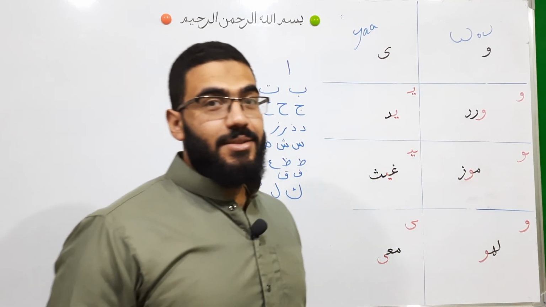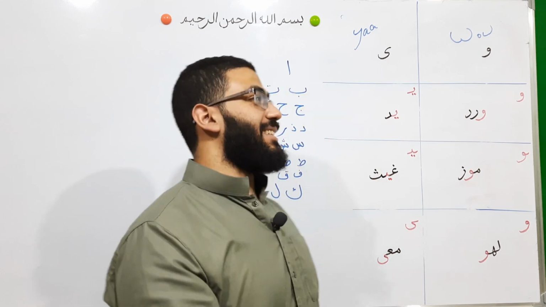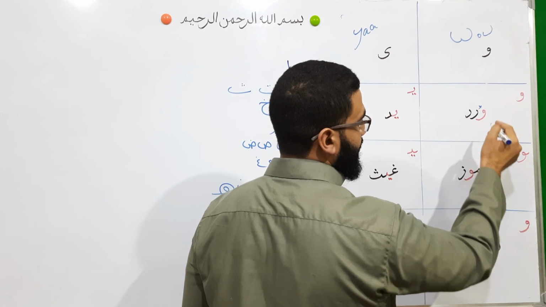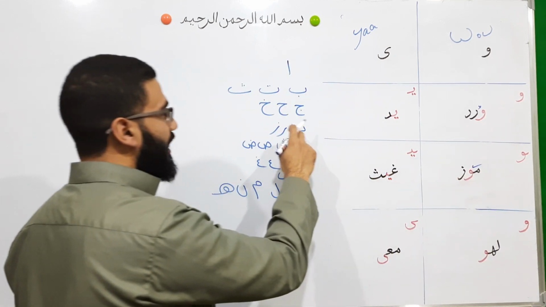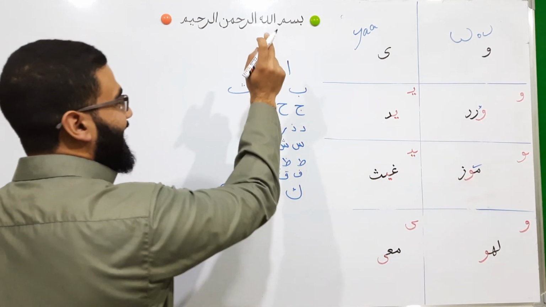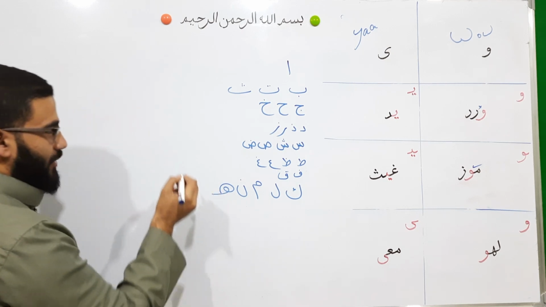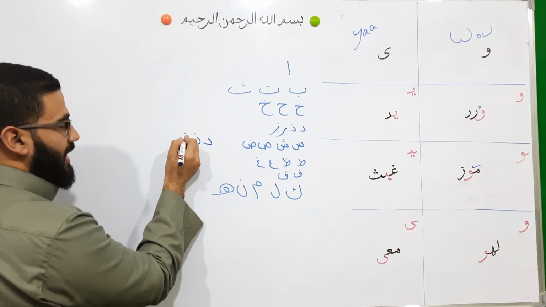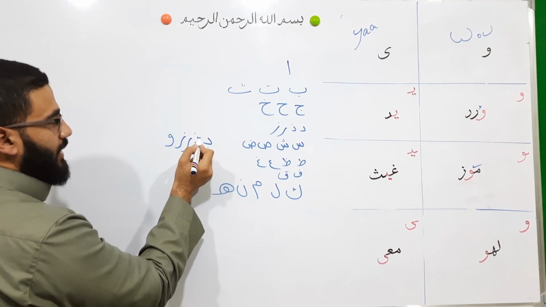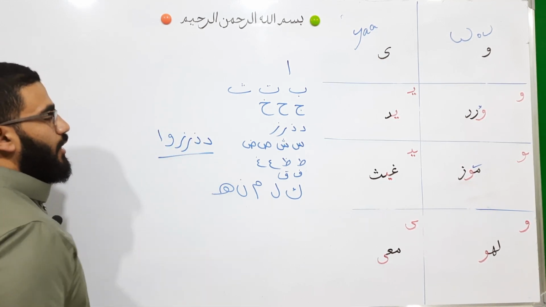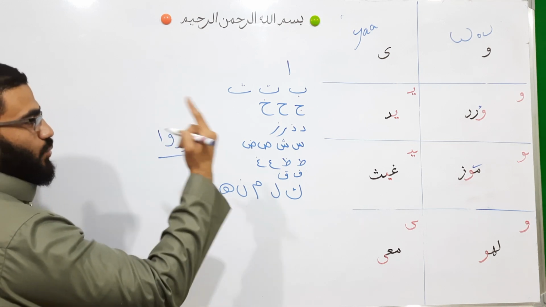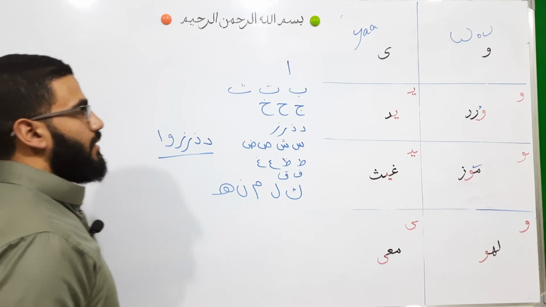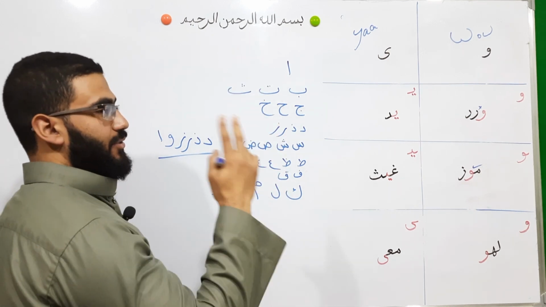Waw is with one letter. Let's see. It cannot be connected from here, just like dal, dhal, ra, zay, and alif. So we have now, friends, dal, dhal, ra, zay, and waw and alif. We cannot connect from the left. Just one hand: 1, 2, 3, 4, 5, 6 letters. Right. But all the letters with two hands.